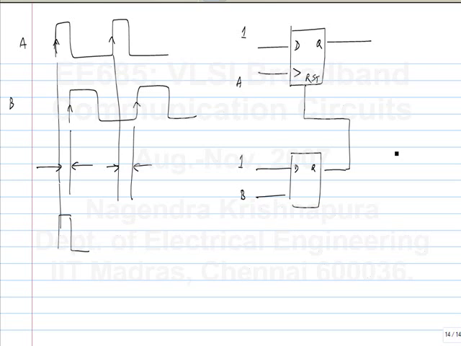And also, what happens if B leads A? Again, it doesn't work, right? So the circuit has to be symmetric with respect to B and A. If A leads B or B leads A, it should work. Connect that Q to this reset. Does this work? Because now it's permanently reset.